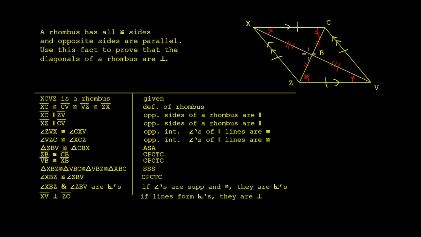We will take off the congruent angle markings and make these right angle markings. And XV is perpendicular to ZC. XV is perpendicular to ZC because if lines form right angles, then they are perpendicular. And that is our proof. It's an involved proof, but very, very doable.